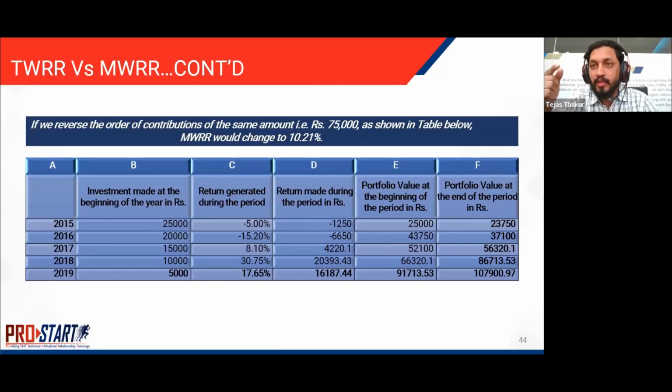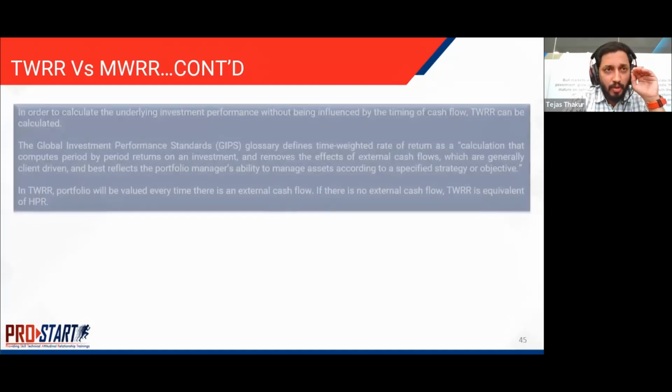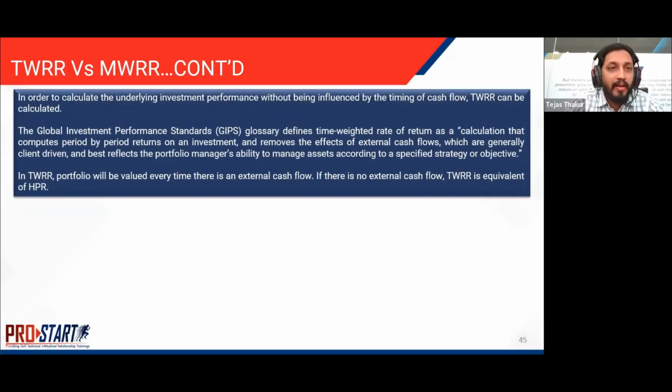So the second calculation methodology I just did verbally was the time weighted rate of return. It depends upon in that particular time what was the return that the fund manager was able to derive, and hence SEBI mandates that all fund managers should calculate their returns basis the TWRR methodology. So coming to TWRR, as I said, in order to calculate the underlying investments performance without being influenced by the timing of the cash flow, TWRR can be calculated.